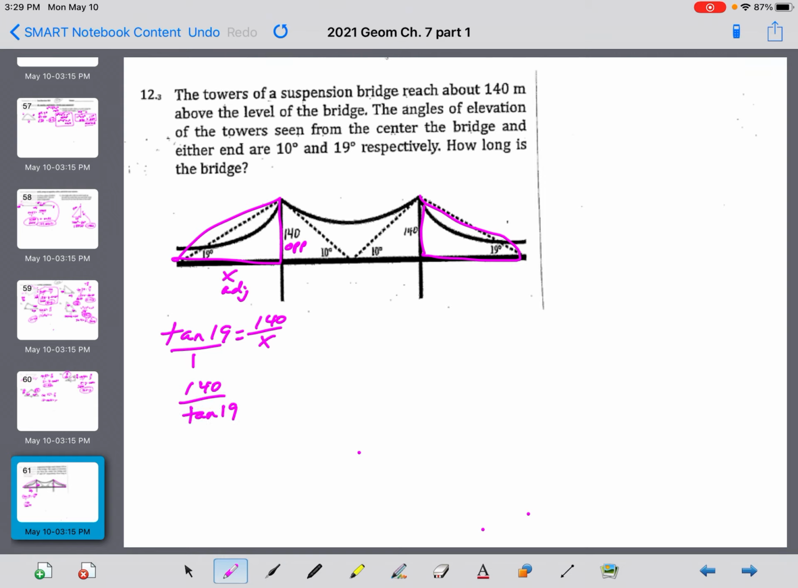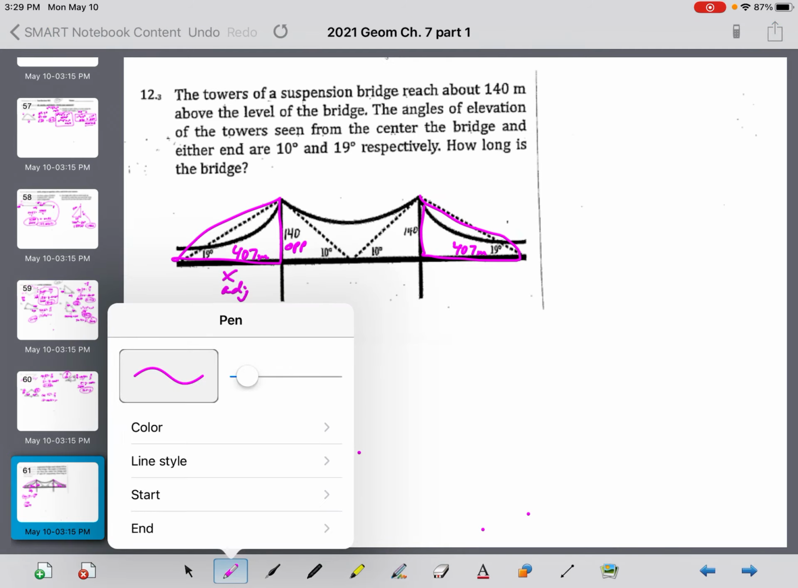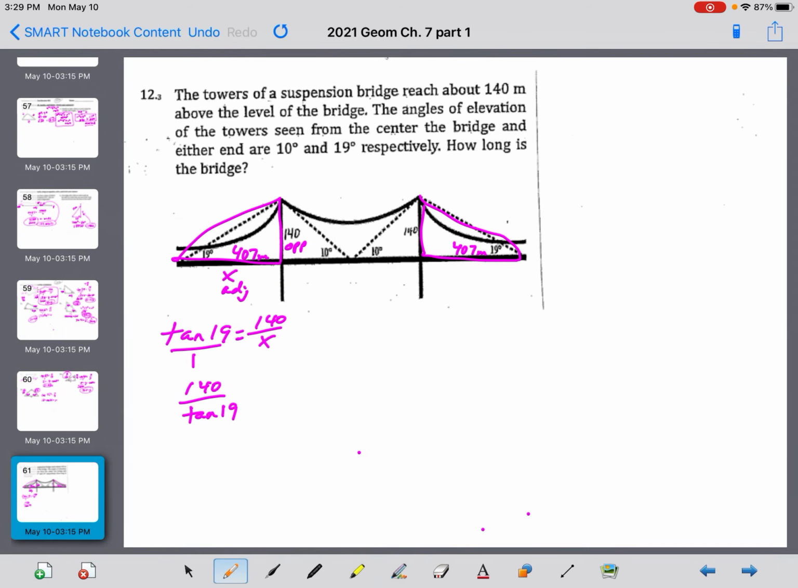All right, when we do that bit of work, 140 divided by tangent 19, we get about 407. So that means this distance is 407. Is this feet? No, meters. And this distance right here is 407 meters. Now the other triangles we have in play, let me switch colors on you here. The other triangles we have in play have this 10-degree angle with the 140, okay? The 10-degree angle with the 140.